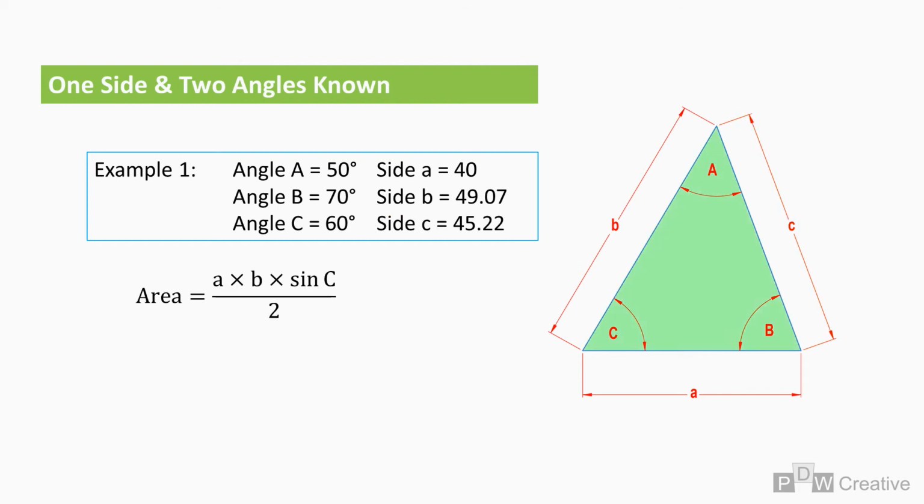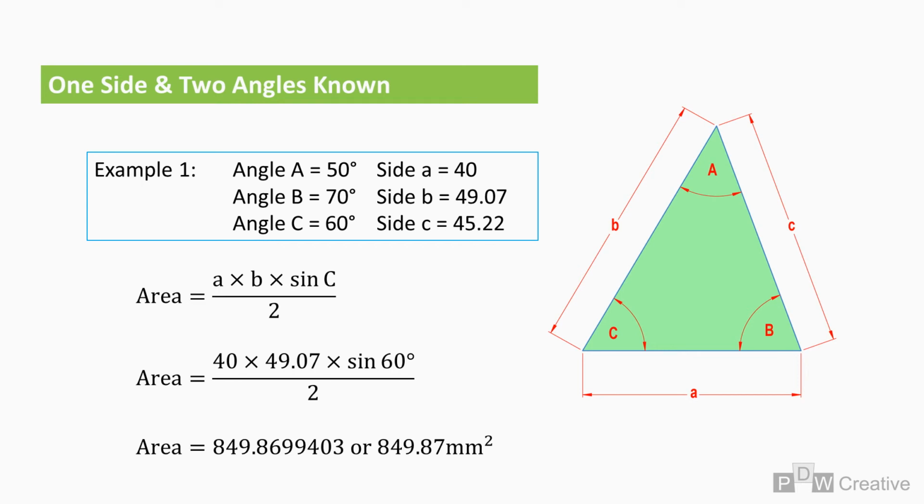The area of the triangle can be worked out with two sides and one angle. Select the angle between two sides or faces. As this is a triangle, multiplying the sides by the sine of the angle must be divided by 2. This gives an area of 849.87 millimeters squared.